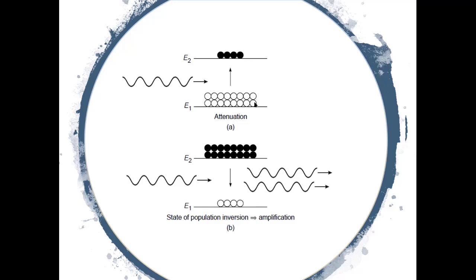So in normal conditions, the number of electrons in the ground state is more than the number of electrons in the excited state. When the system encounters an external photon of suitable energy, this photon is absorbed by an electron and that electron makes a transition to the higher energy state. And when the number of electrons in excited states is sufficiently large, then the incident photon stimulates the emission of phase coherent photons.